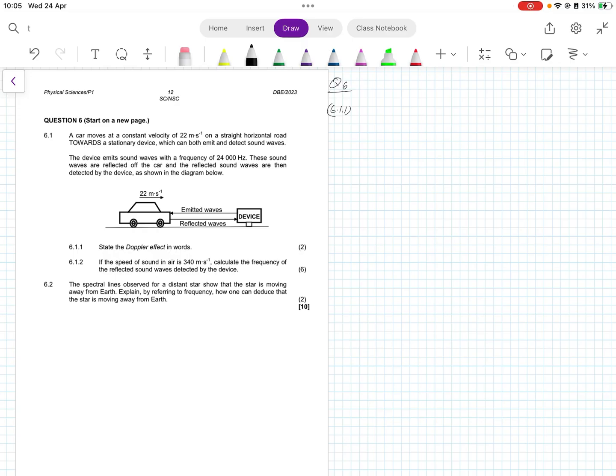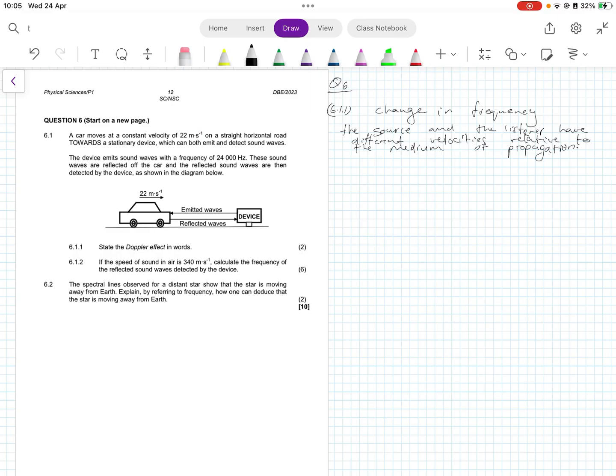6.1.1 State the Doppler effect in words. You have two key phrases, the first being change in frequency, and the second being the source and the listener have different velocities relative to the medium of propagation.